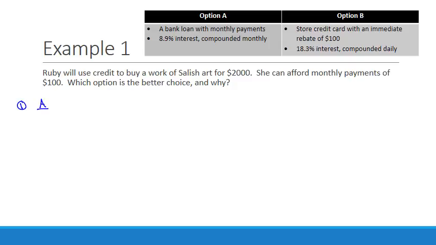All right, option A. And by the way, option A is up here. So bank loan with monthly payments, okay, that's important. And it says 8.9% interest compounded monthly. So I don't need to go through the whole simple or compound interest thing because I see it's monthly payments. So right away I know it's going to be compound interest and I'm dealing with my calculator.